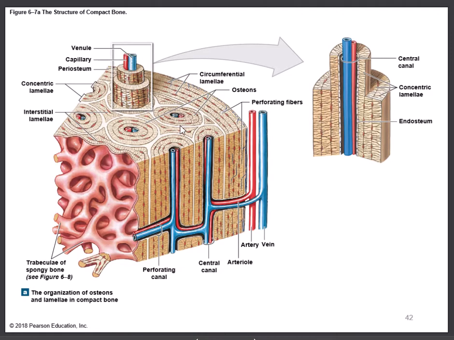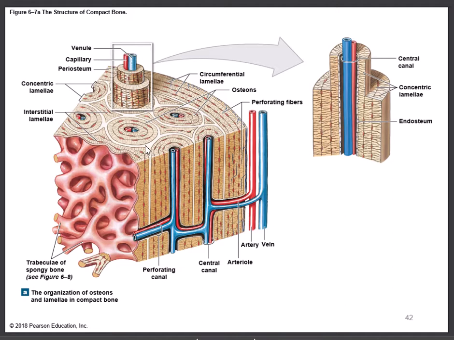So everything in here, guys, this is all compact bone. Each one of these structures here, this whole round structure here, this is an osteon. This is another osteon over here. All right, here's an osteon that's been cut. You can see the osteons run the length of the bone.